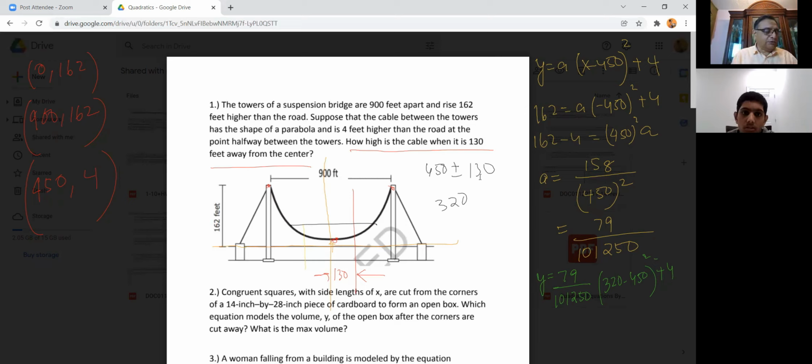And then to this, I'm going to add 4. So I get 17.18. How many decimal places do you need? So I'll just round it to 17 feet. Is that clear to you? Yeah. So that is how we could actually solve this particular question.